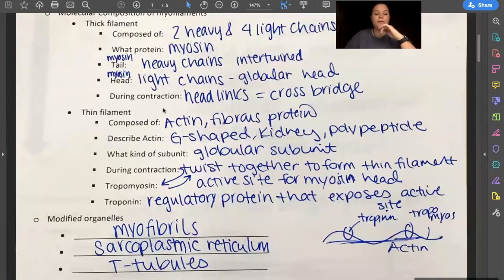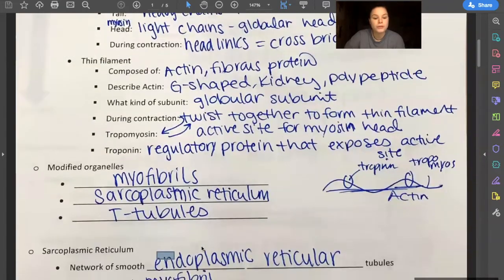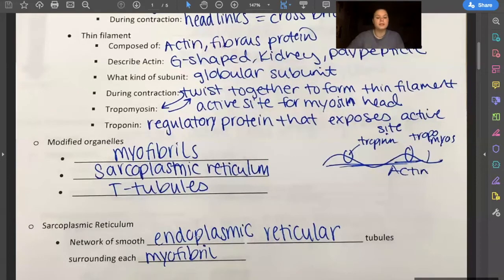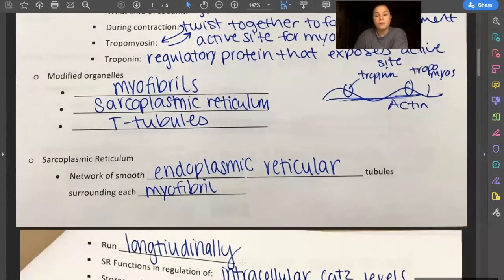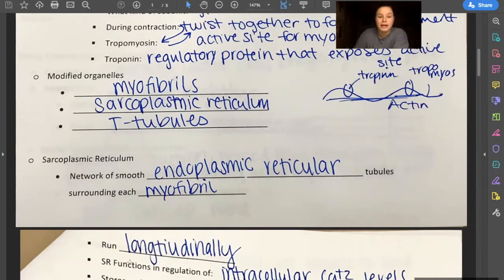Then we have three modified organelles: the myofibril, the sarcoplasmic reticulum, and the T-tubules. The sarcoplasmic reticulum is a network of smooth endoplasmic reticular tubes that surround each myofibril, so it's on the outside. They run longitudinally, and SR always just means sarcoplasmic reticulum.